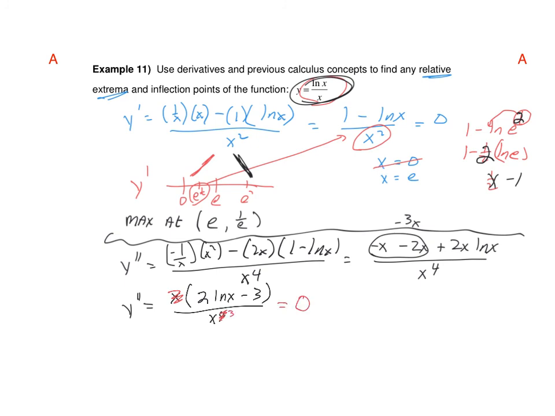We're looking for points of inflection, so we're going to set this equal to 0. And same whether it's equal to 0 or undefined. I'm going to have my x of 0. And then I'm going to have when does 2 ln of x minus 3 equal 0. So when does ln equal 3 halves? Take both sides of the base e. So then I've got x is e to the 3 halves as my possible point of inflection.